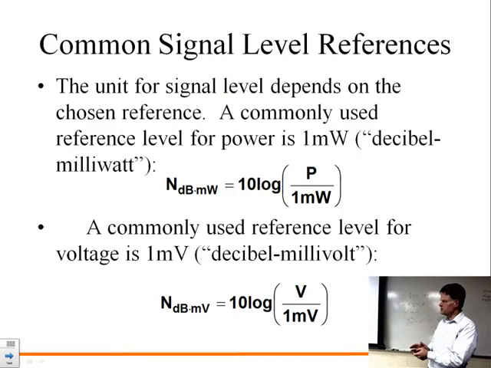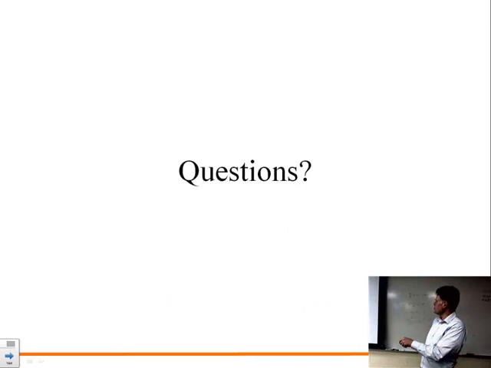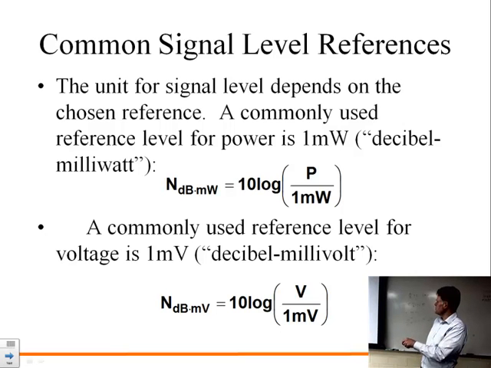I think this is the last slide? Yeah, that's the last slide. Good. So here's just a couple of common signal references. A commonly used reference level for power is 1 milliwatt. And so the decibel units you get are called decibel milliwatts. So it's whatever the power is in watts or milliwatts, divided by 1 milliwatt. That's the reference power. And so the power level you get out of this, when you take the log and multiply by 10, is the number of decibel milliwatts. I think we're actually trying to phase out this terminology.